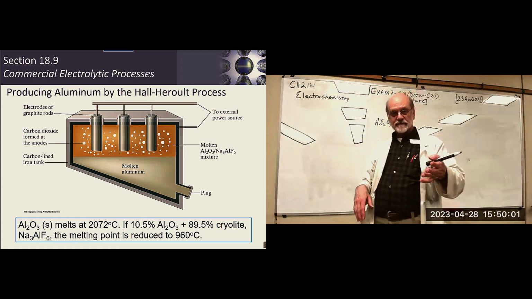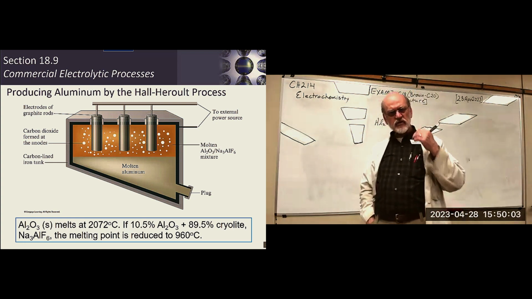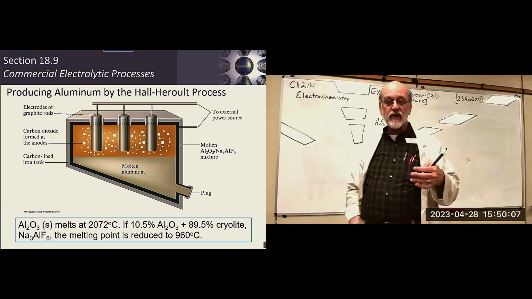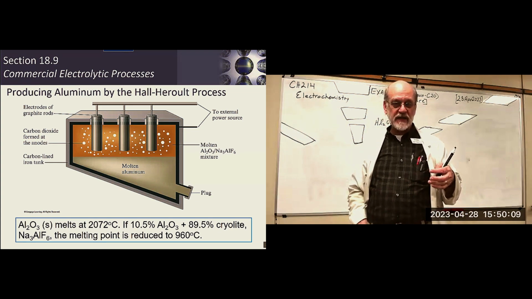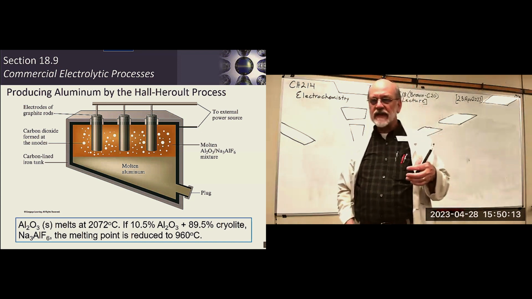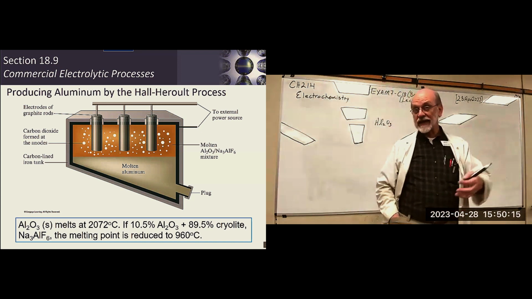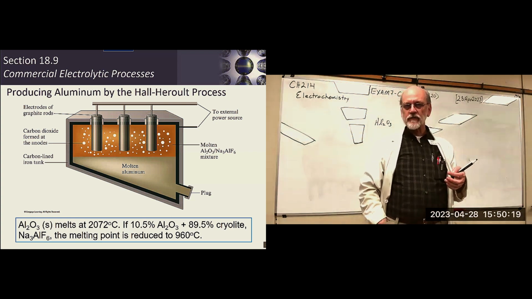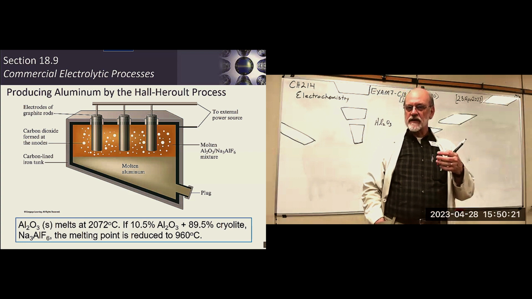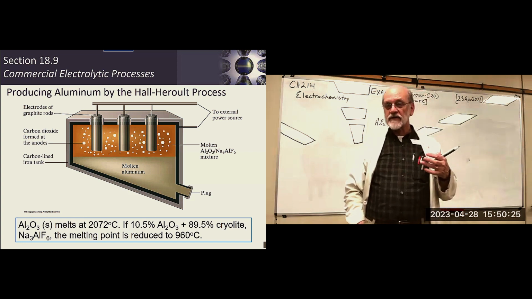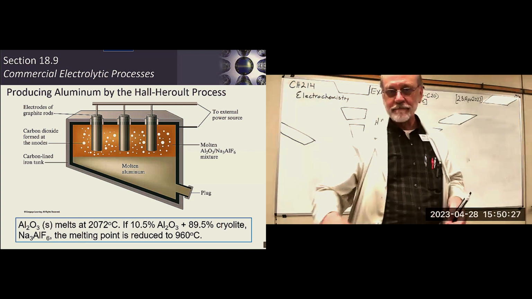Before this, aluminum was extremely expensive because it was produced by purely chemical means, not electrolytic means. In fact, Louis XIV, the Sun King of France, would serve meals in his state dinners using aluminum silverware because it was more expensive than gold.